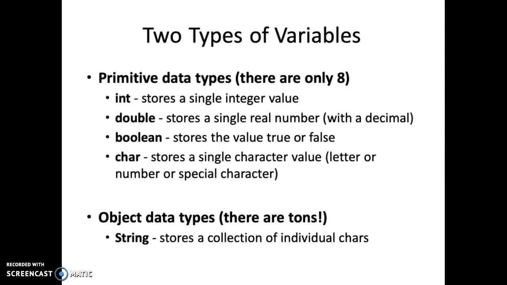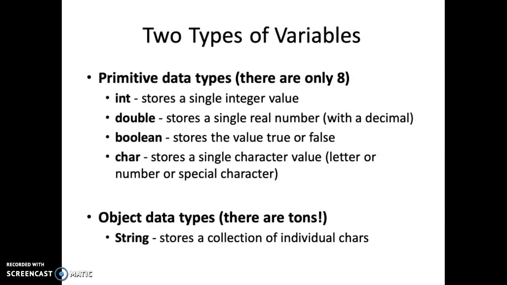We have two types of variables, and within those types you have multiple types. So one of the types of variables is primitive. The other type is an object. So for primitives, there's only 8. These are the 4 that we're going to be working with the most this year in APCSA.